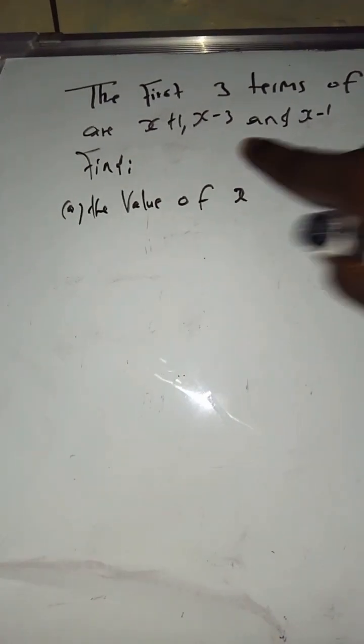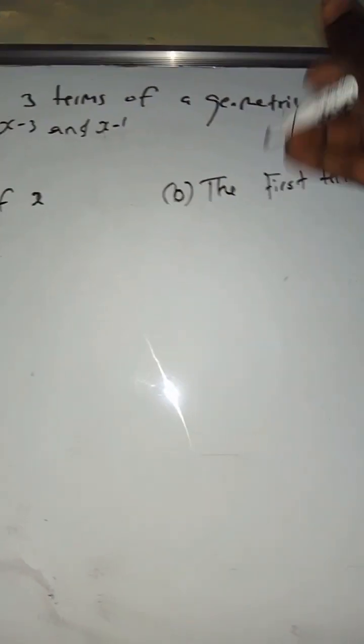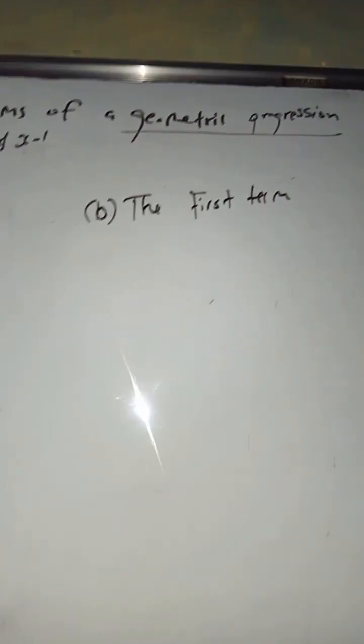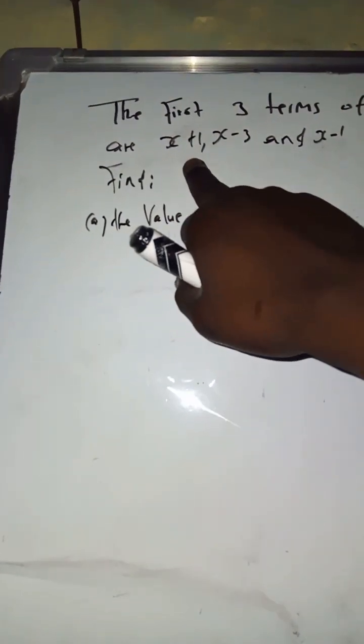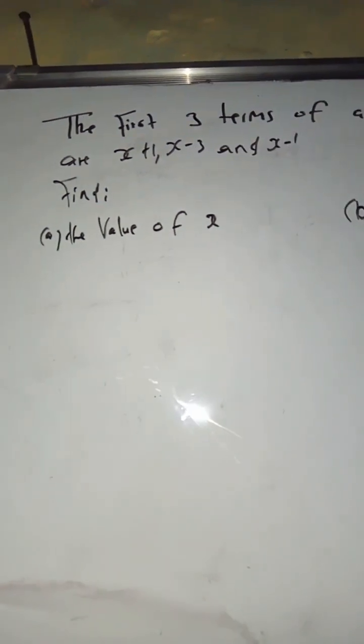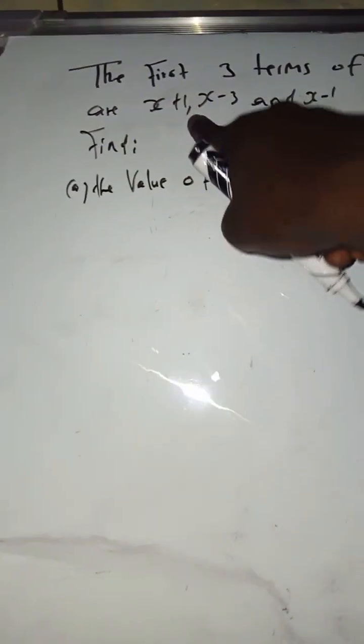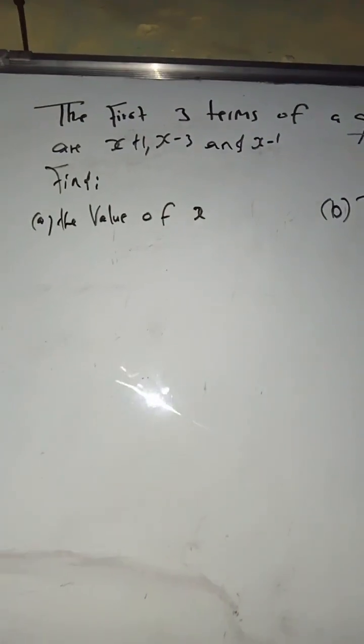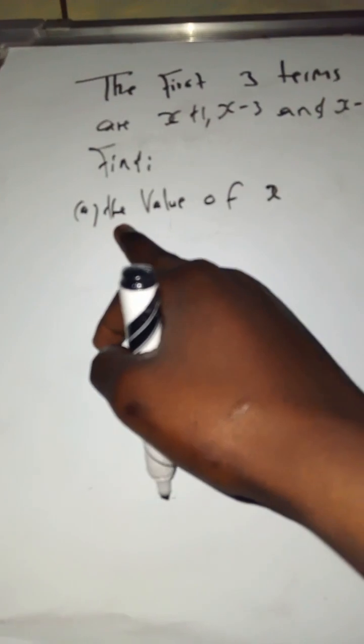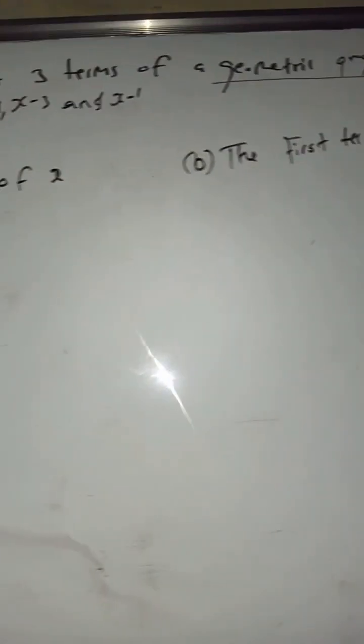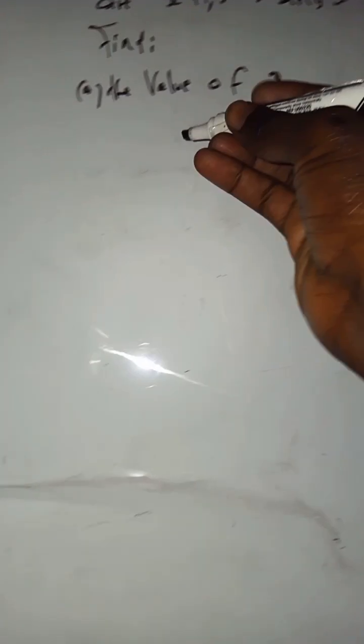The first three terms of a geometric progression are x + 1, x - 3, and x - 1. This is the first term, second term, third term. Terms are separated by commas. You have three terms. The first question is: find the value of x. Since they've explicitly told you that this is a geometric progression, by now you must know what to do, right?